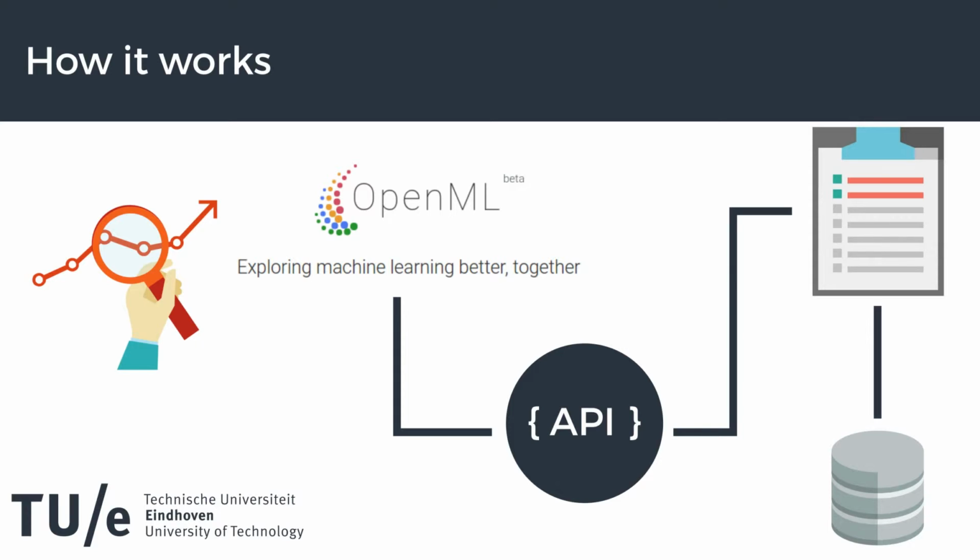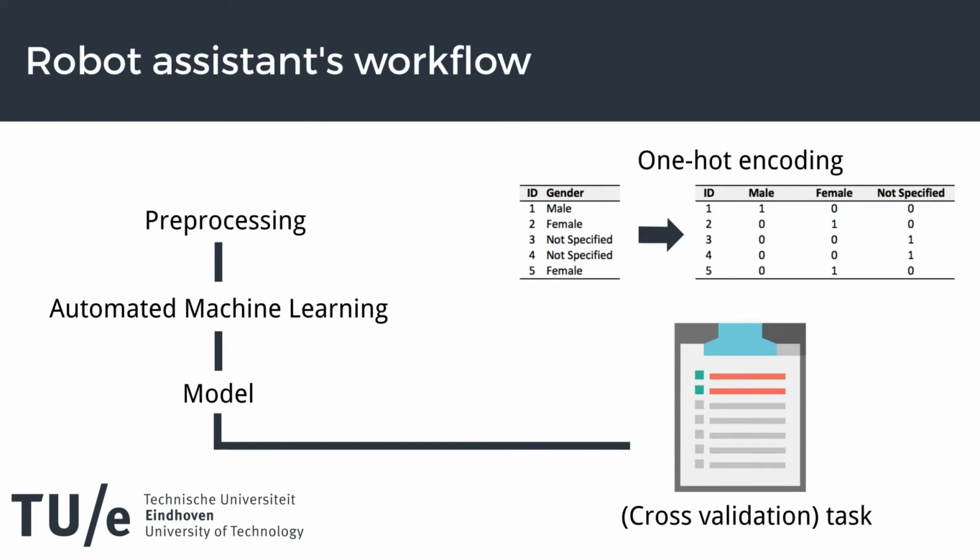The task also tells us what results must be uploaded and what information is necessary to ensure that uploaded results are interpretable and verifiable. It is up to us to find a model that suits this task, execute it, and publish the results back to OpenML. And that is where the robot assistant comes in.